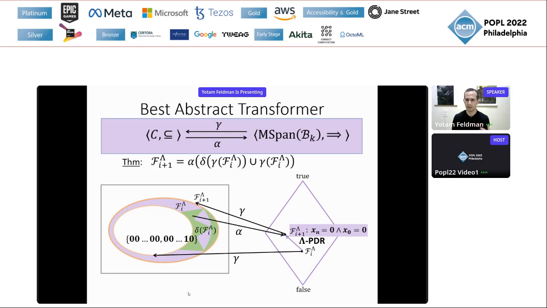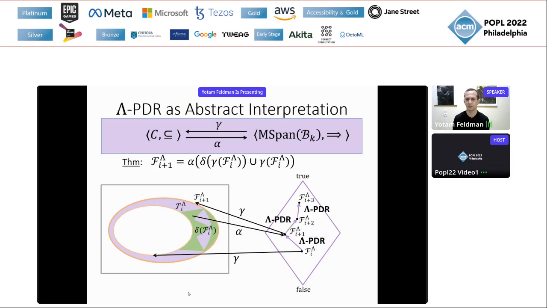Okay, so we understand the relation between successive frames of lambda PDR as the best abstract transformer, and taken over all the frames, over all iterations, this shows that the frames of lambda PDR correspond to clean iterations in the monotone span abstract domain. They converge to the least fixed point, to the best inductive invariant in the monotone span domain. Okay, so we know now that lambda PDR is actually a form of abstract interpretation in this abstract domain.